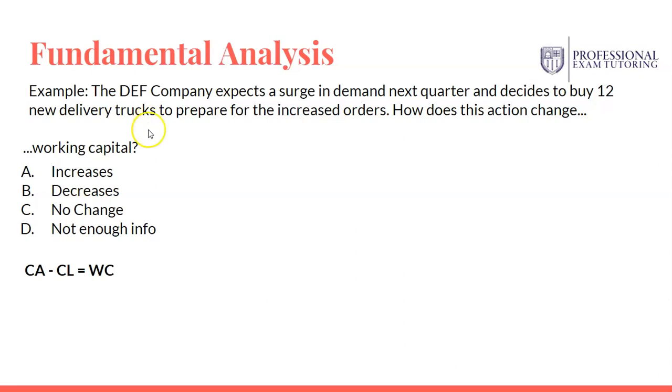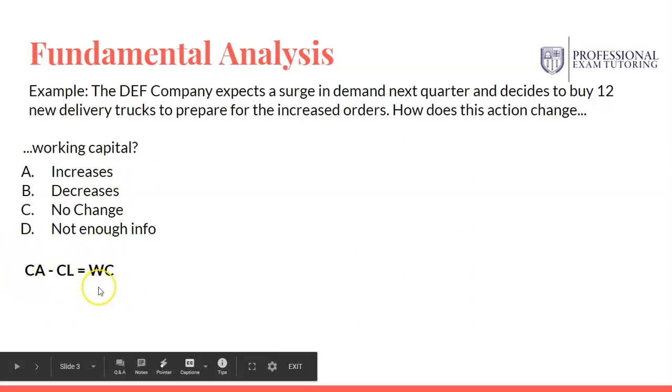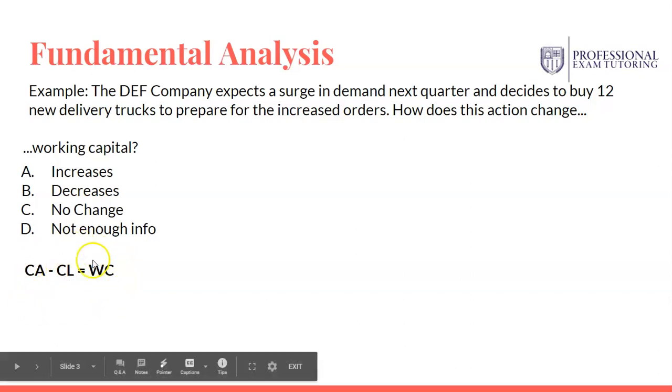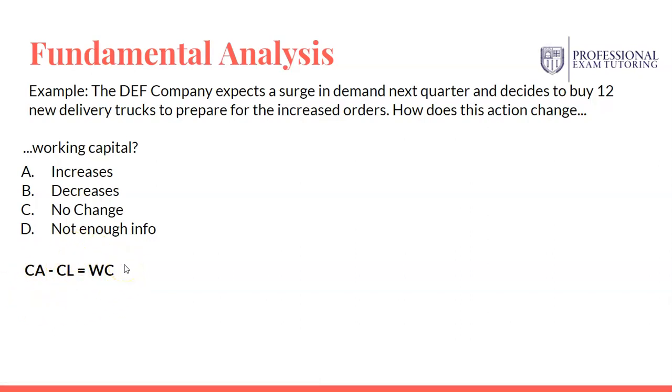However, given that we're trying to figure out what the impact is on the working capital formula, we know that fixed assets or long-term assets are not included in this formula. So with a decrease in current assets, because cash is going down, and no change in current liabilities, we would expect this overall ratio, or this overall formula of working capital to decline.